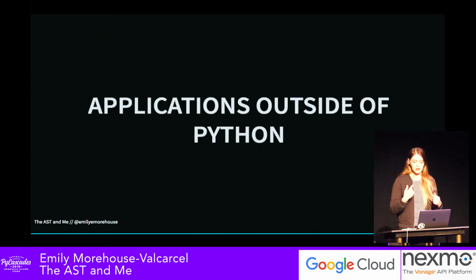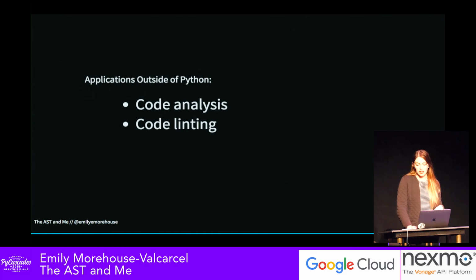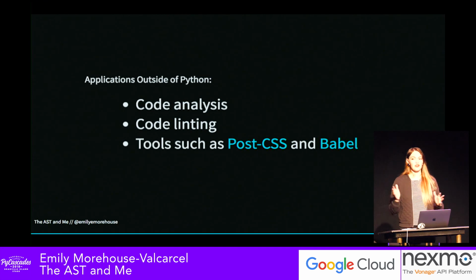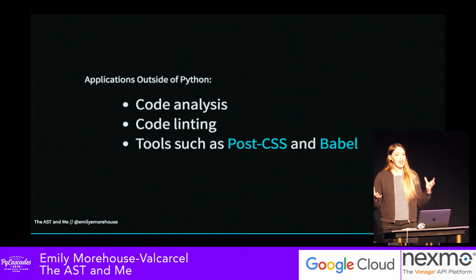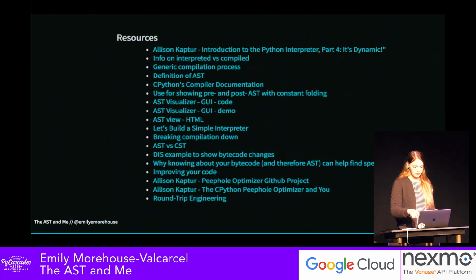So what are some applications outside of Python? You can use ASTs to do varieties of code analysis or code linting. There are also tools such as PostCSS or Babel, if you're in the JavaScript world, that will essentially allow you to take CSS or JavaScript and transpile it into something that is more readable by browsers, or that you can improve or reduce your boilerplate with, in order to have different mix-ins or functions that you can use to improve your source code.